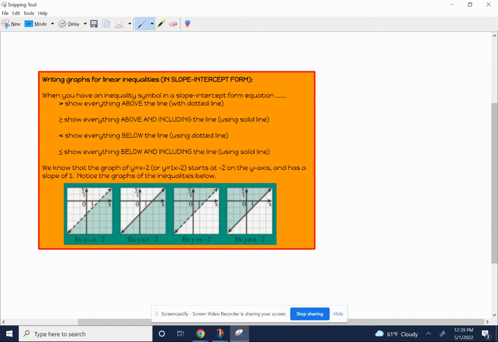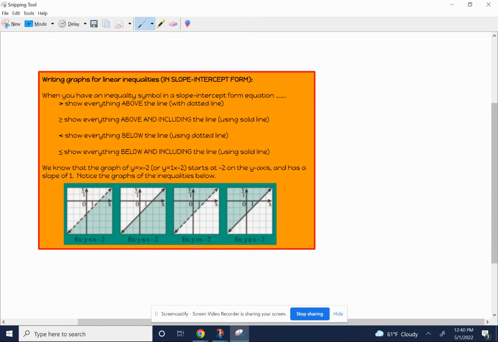Since it's strictly less than, I'm not including the line, so I want a dotted or dashed line there. It's kind of like the open circle versus the closed circle on a number line. If I wanted to show every y that's less than or equal to x minus 2, less than is below, but it could also include the points on the line itself, so we're going to use a solid line.